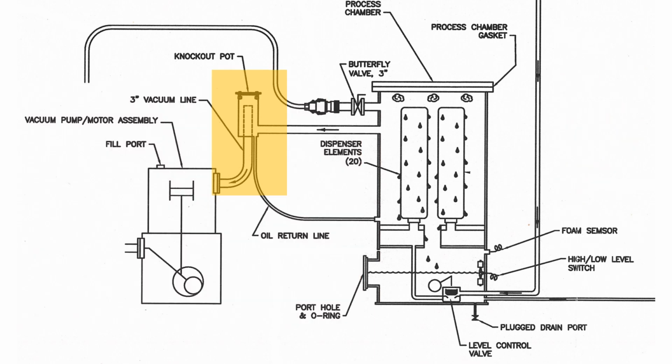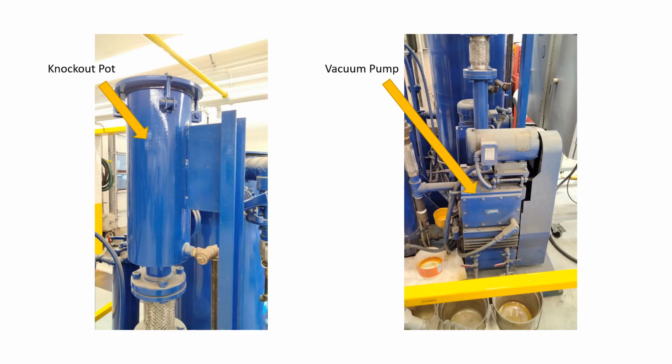One other component we should mention is the knockout pot. The knockout pot takes any condensation of oil in the vacuum line and returns it to the vacuum chamber so that it doesn't enter into the vacuum pump. The knockout pot is located directly above the vacuum pump.